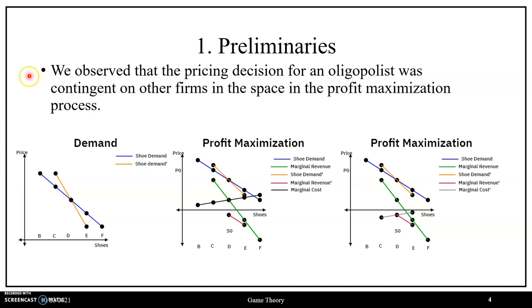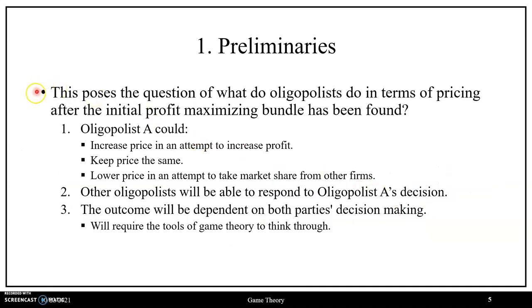Where, in regards to our preliminaries, we observed that the pricing decision for an oligopolist was contingent on other firms in the space in regards to the profit maximization process, given that we had the kinked demand curve and that other firms could follow suit in terms of price changes or they could not. This led to varying marginal cost as well as marginal revenue structures that we needed to consider in our profit maximization process, where this then poses the question of, what do oligopolists do in terms of pricing after the initial profit maximizing bundle has been found?